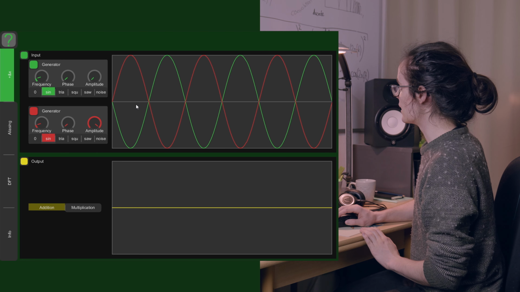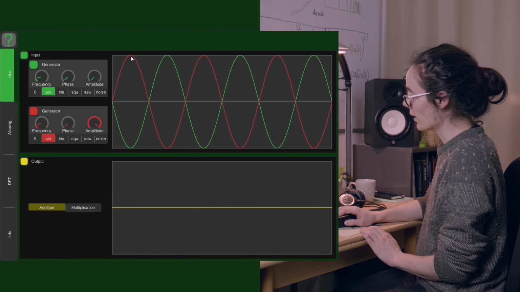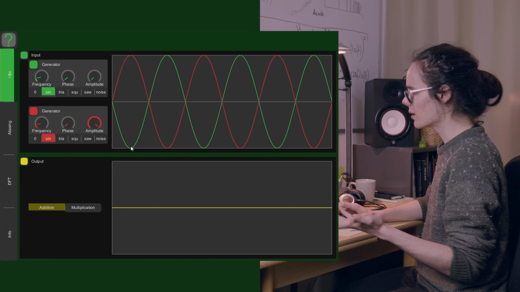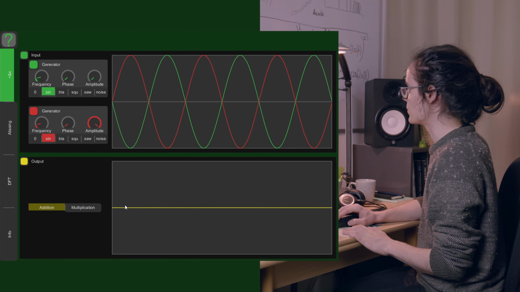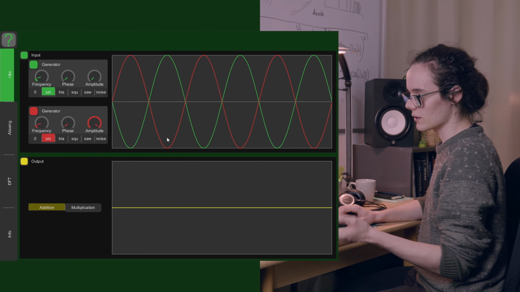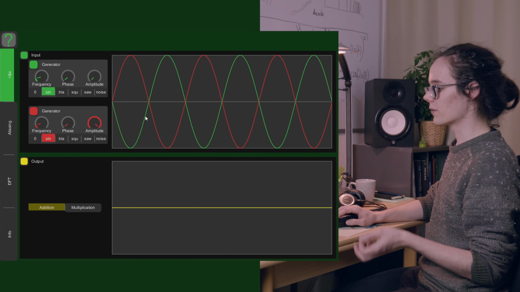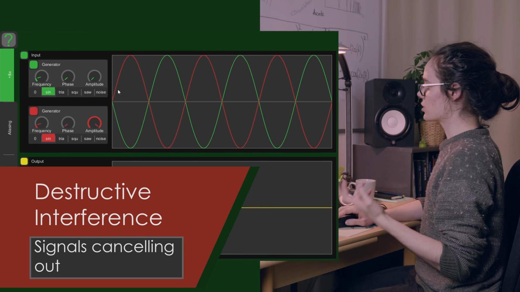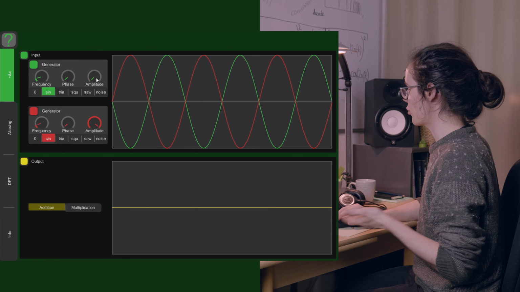because they totally cancel out. This happens because right here we have for the red generator a value of 1, and down below here for the green generator we have a value of -1. So 1 plus -1 gives us 1 minus 1 is 0. So we have 0 at this point. And the same happens right here. 1 plus -1 gives us 0. At any point, for each value of the green generator, there is a corresponding negative value of the red generator. And when they add up, we get a line that is perfectly at 0.